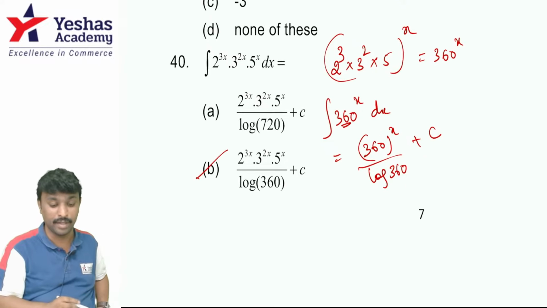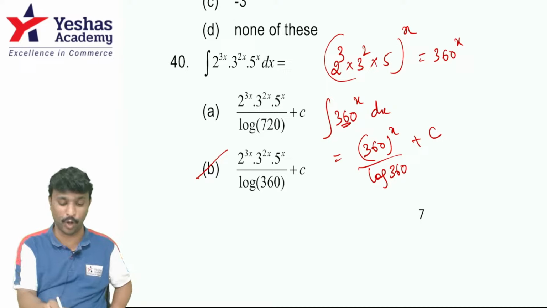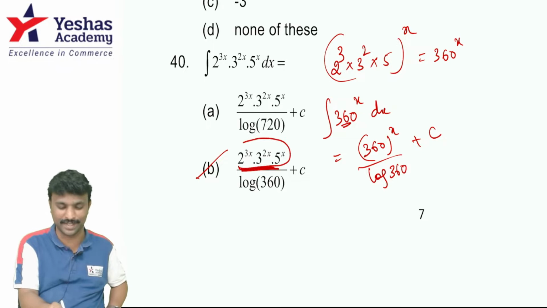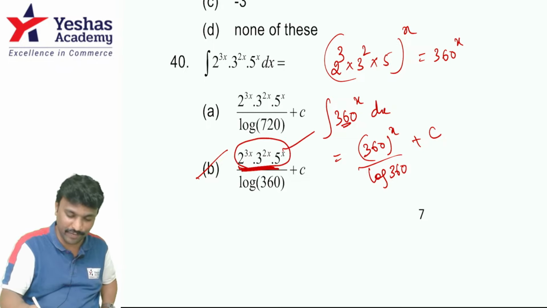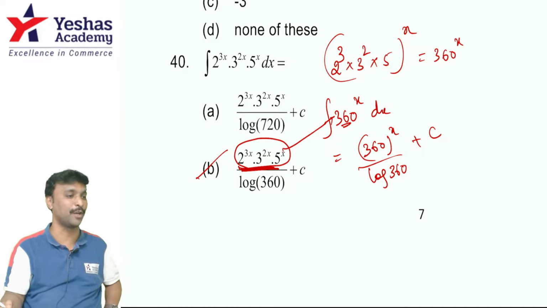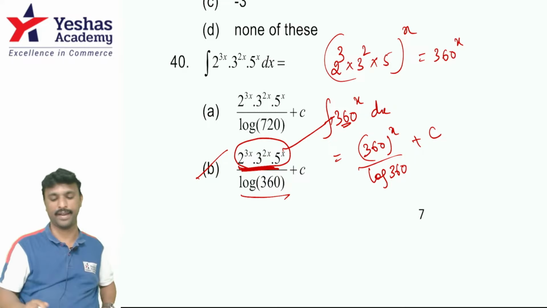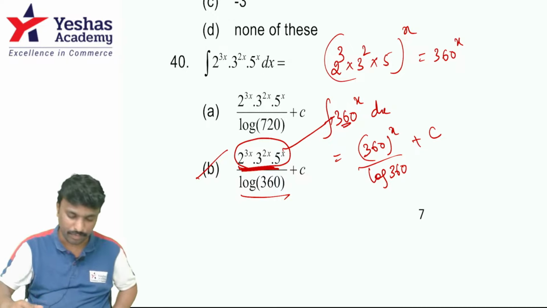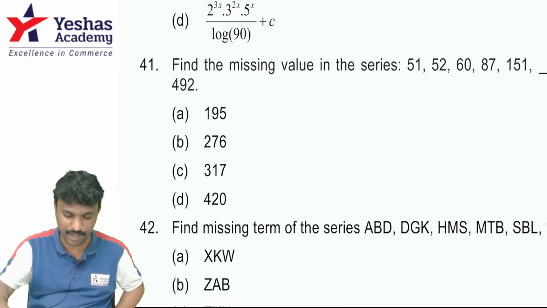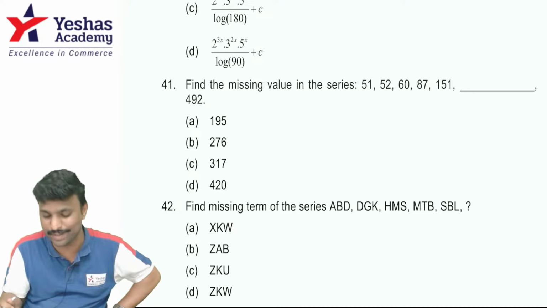It is option B. Sir, you have written 360 power x, but option B shows this. Guys, don't you think this is 360 power x only? From here only we arrived at 360 power x. Yes or no? So it is option B, the right answer. Have you all understood? Moving on to the next question, find the missing value in the series.